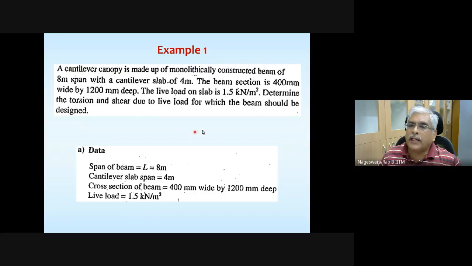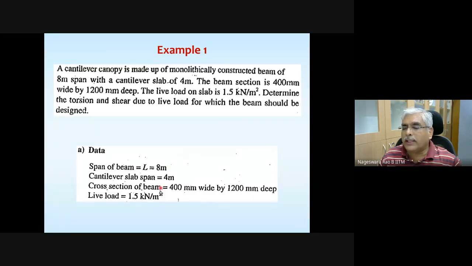Anyway, whatever I intend to explain is going to be illustrated in this example. Okay, so make a note of the key points from this problem. Span of the beam is 8 meters, cantilever slab span is 4 meters, cross section of beam is given, live load on the cantilever slab is given.